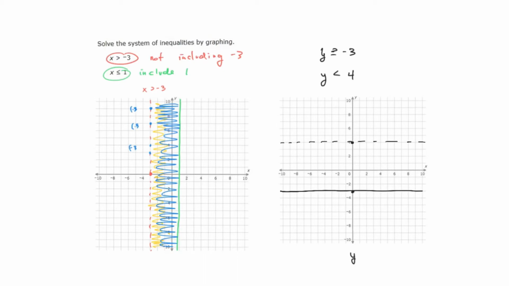And then the shading goes along with it. So y greater than -3 would be above this line, and then y less than 4 would be below this line. And this is kind of where we come up with this shaded area here, and this is what you'll use for your solutions. Let's look at a couple other problems.